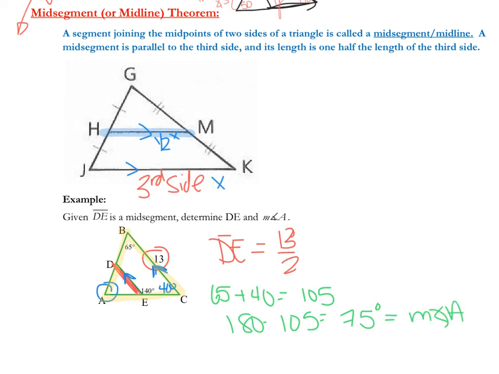So the biggest thing about the midsegment is that it connects at the midpoints of two sides of the triangle. It is parallel to the third side of the triangle, and its length is 1/2 of the third side.